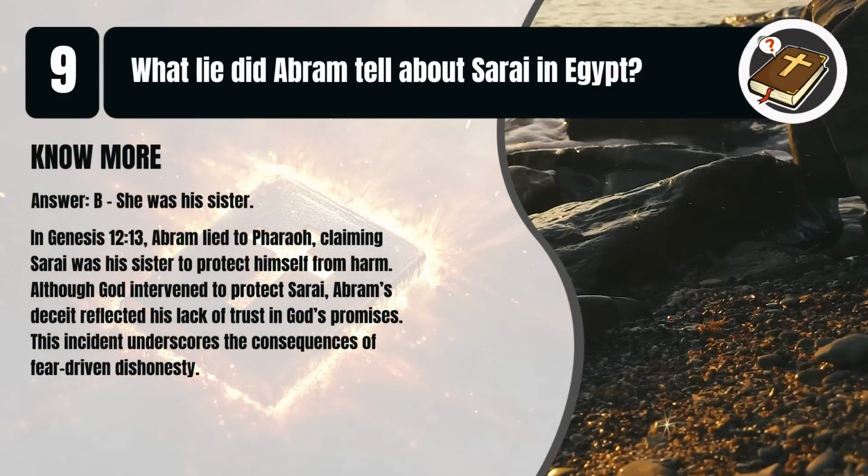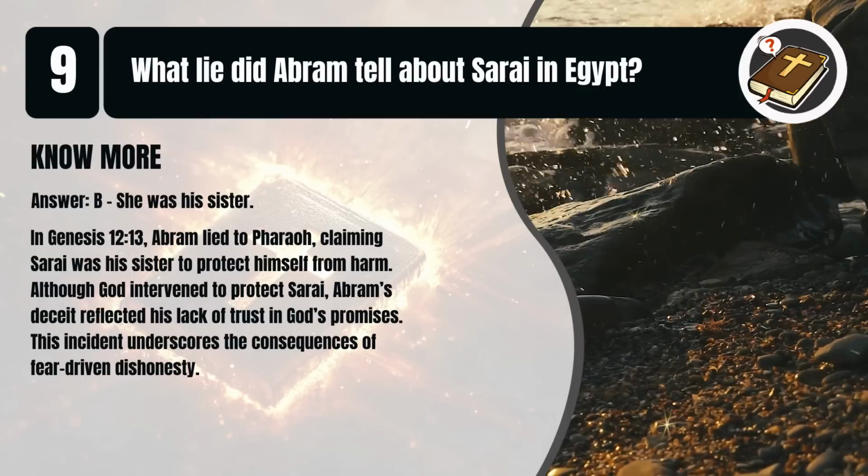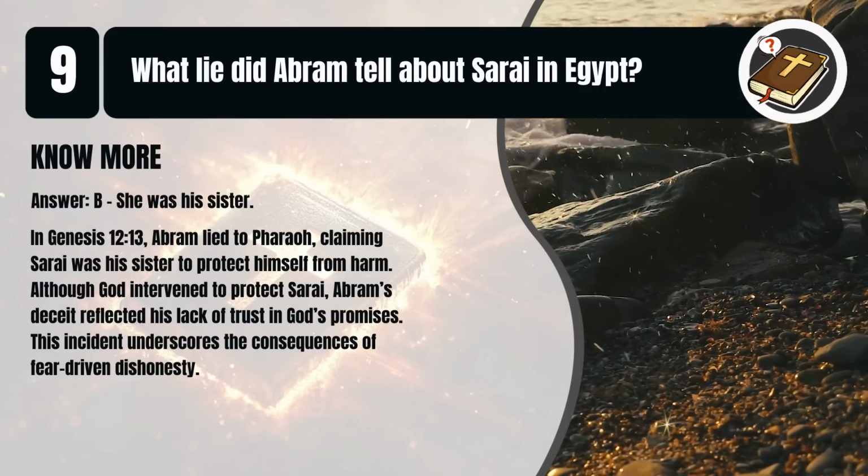That's B. She was his sister. In Genesis chapter 12, verse 13, Abram lied to Pharaoh, claiming Sarai was his sister to protect himself from harm. Although God intervened to protect Sarai, Abram's deceit reflected his lack of trust in God's promises. This incident underscores the consequences of fear-driven dishonesty.